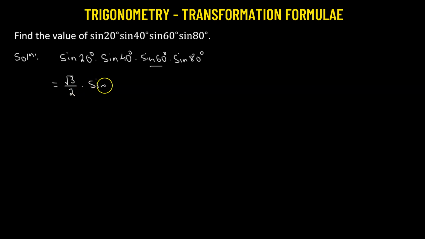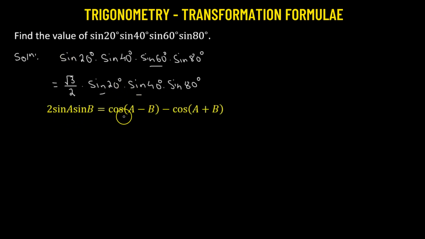We don't know the value of sine 20 degrees, sine 40 degrees and sine 80 degrees. However, what we'll do here, we'll use the transformation formula to find out the value easily. So let's do that. If we look at the product of sine 20 degrees and sine 40 degrees, we can use the transformation formula given by 2 times sine A sine B, which is simply the difference of two cosine functions. But we don't have a factor 2 here. That's fine. All we have to do is multiply and divide by 2.